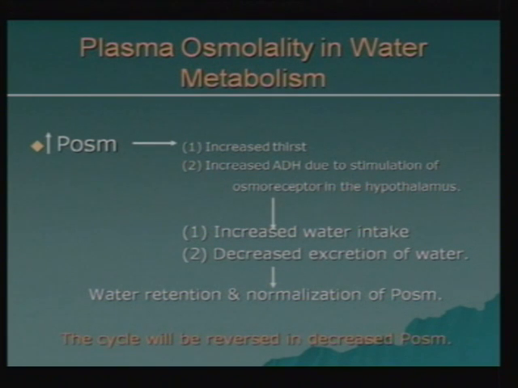If, because of some reason, plasma osmolality goes up, immediately one gets a stimulus for increased thirst, and next is increased ADH due to stimulation of osmoreceptors in the hypothalamus. That leads to increased water intake and decreased excretion of water, and water is added to the body. There is water retention and osmolality is restored. So once we say osmolality is going up, that means there is a deficiency of water in that particular situation. The cycle will be reversed in decreased plasma osmolality, as you will know.